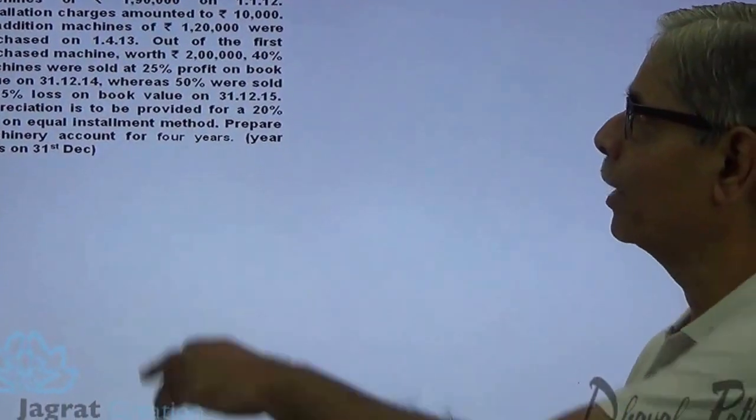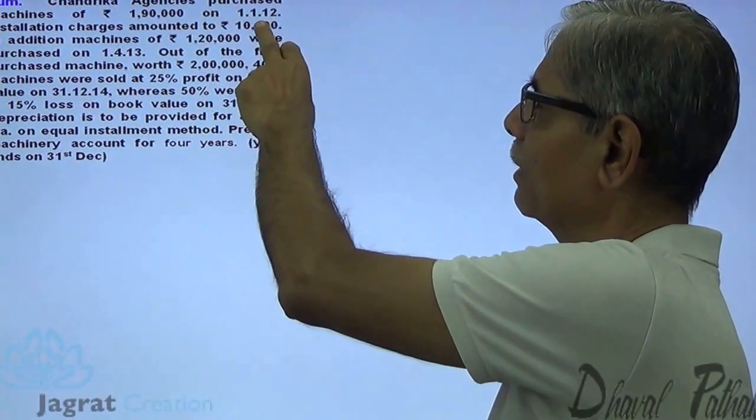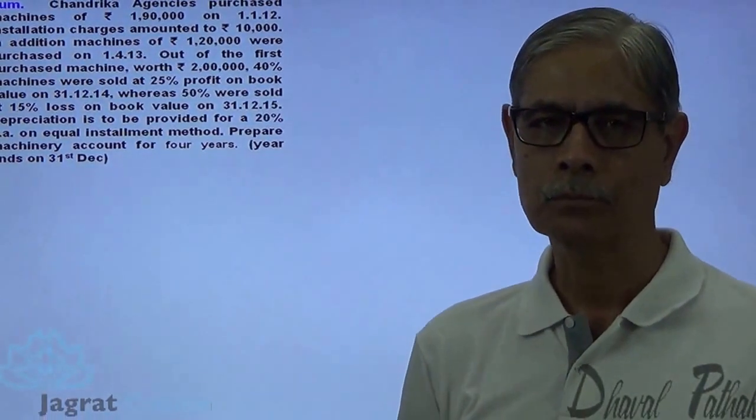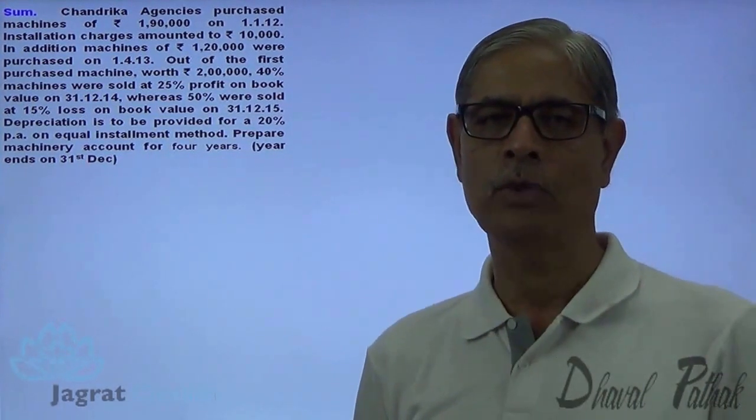Just observe the sum on the screen. Chandrika Agencies purchased a machine of rupees 1,90,000 on 1/1/2012. Installation charges amounted to 10,000. So total cost of machinery is 1,90,000 plus 10,000, 2 lakhs.